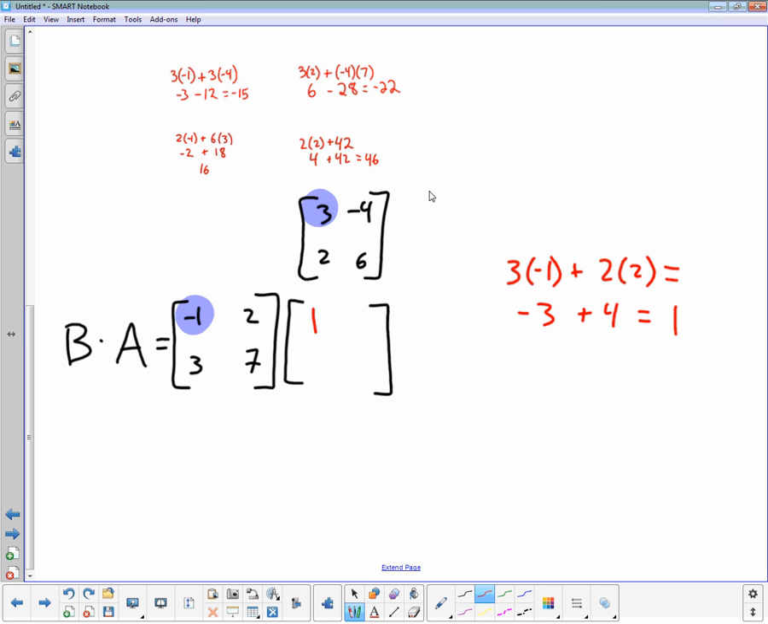So the next one would be 16. And then 9 plus 14 gives me 23. Negative 12 and 42 gives me 30. These do not commute. It is important to note.